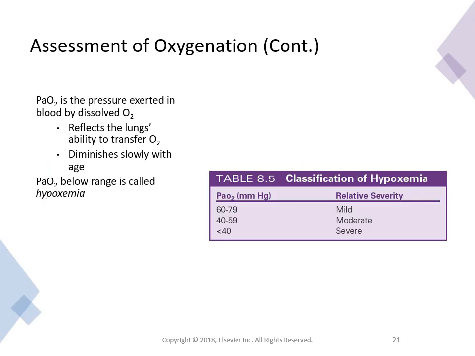80 to 100 millimeters of mercury when breathing room air is the normal partial pressure of oxygen, or PaO2. PaO2 is the pressure exerted in the blood by dissolved oxygen. The PaO2 reflects the lungs' ability to transfer oxygen from the inspired gas into the circulating blood. Thus, the PaO2 depends on both environmental factors, oxygen concentration and barometric pressure, and lung function.